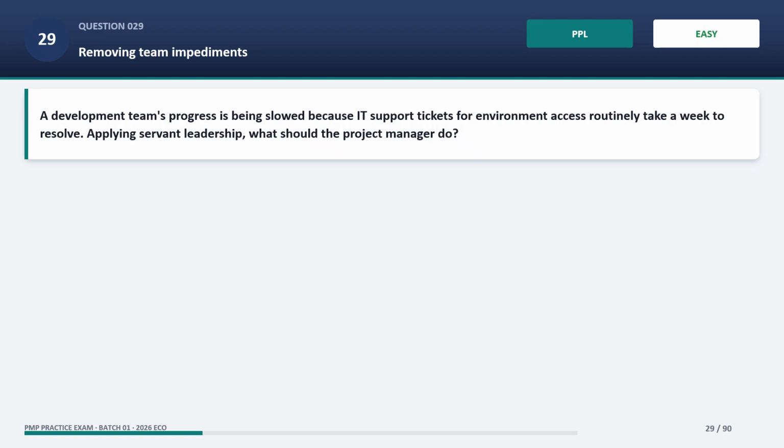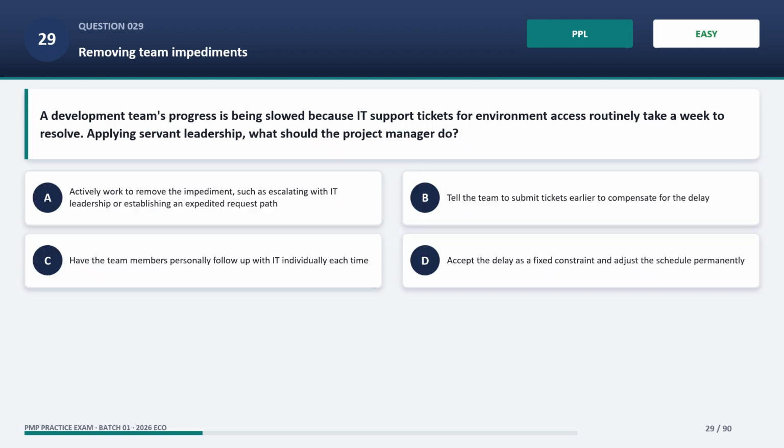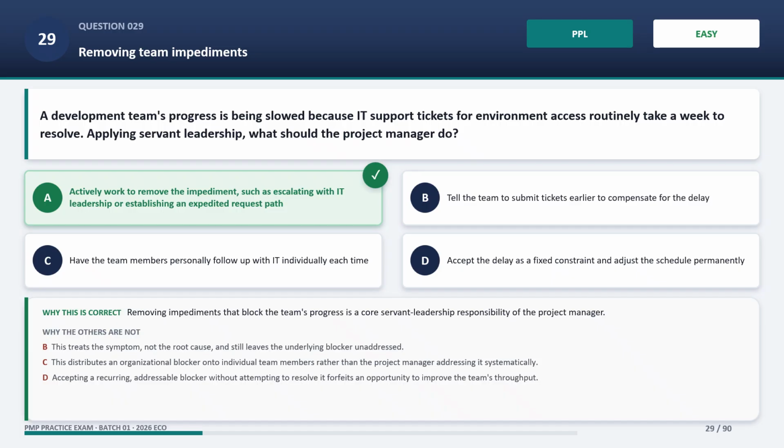A development team's progress is being slowed because IT support tickets for environment access routinely take a week to resolve. Applying servant leadership, what should the project manager do? The correct answer is A. Actively work to remove the impediment, such as escalating with IT leadership or establishing an expedited request path. Removing impediments that block the team's progress is a core servant leadership responsibility of the project manager. Now, why the other options are wrong.